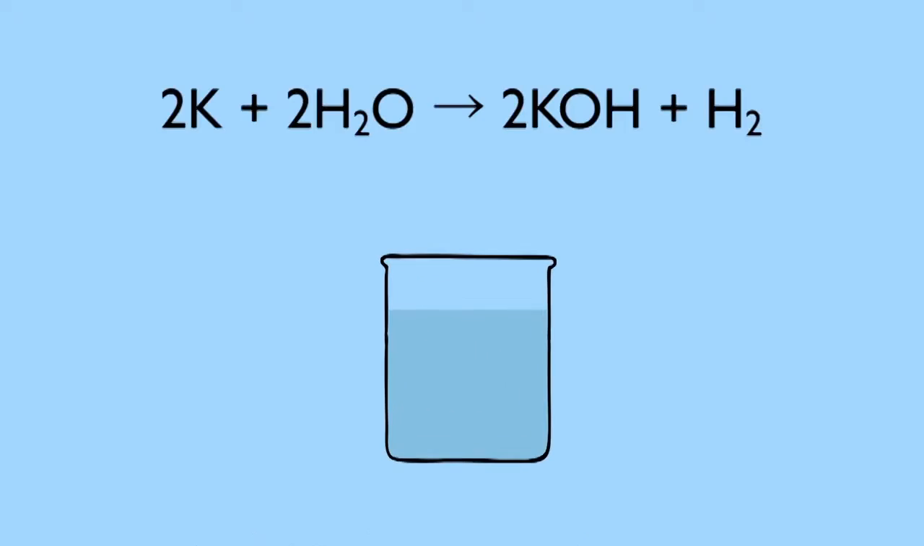Well, the chemical equation looks nearly the same, but the reaction is much more violent because potassium is more reactive and enough heat is given out to ignite the hydrogen gas, and this then ignites the metal itself.